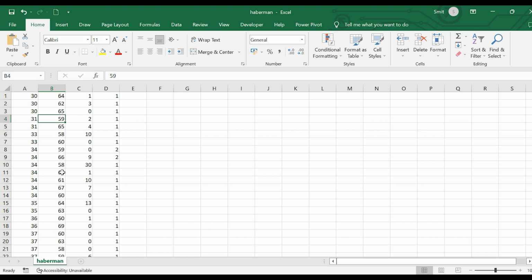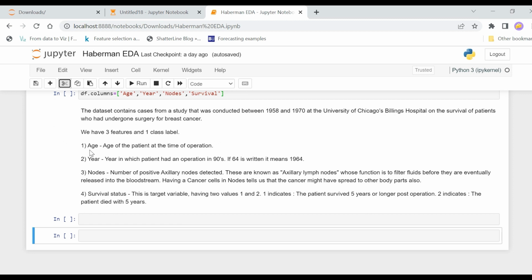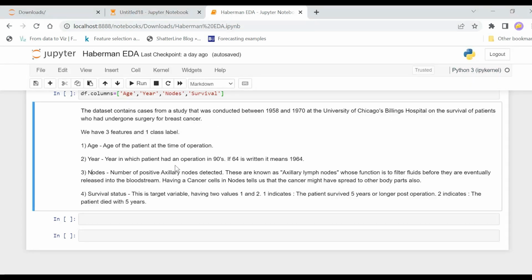so you have to get to the data dictionary. You can easily get the data dictionary when you search. You have websites apart from Kaggle also. If you search Haberman dataset dictionary, you can get various kinds of dictionaries available. To simplify the process, I have written here that the first column is age, the age of the patient at the time of operation. Second is the year, in which the patient had an operation in the 1900s. If 64 is written, it means 1964.